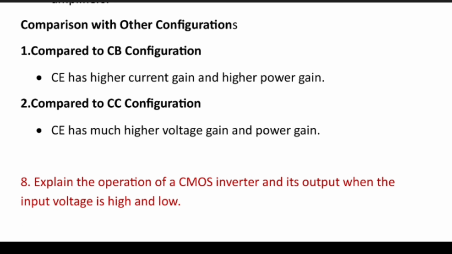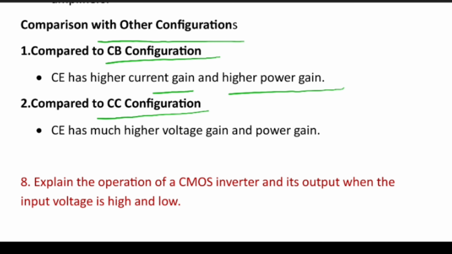Compared to the CB configuration, CE has higher current gain and higher power gain. Compared to the CC configuration, CE has higher voltage gain and power gain.